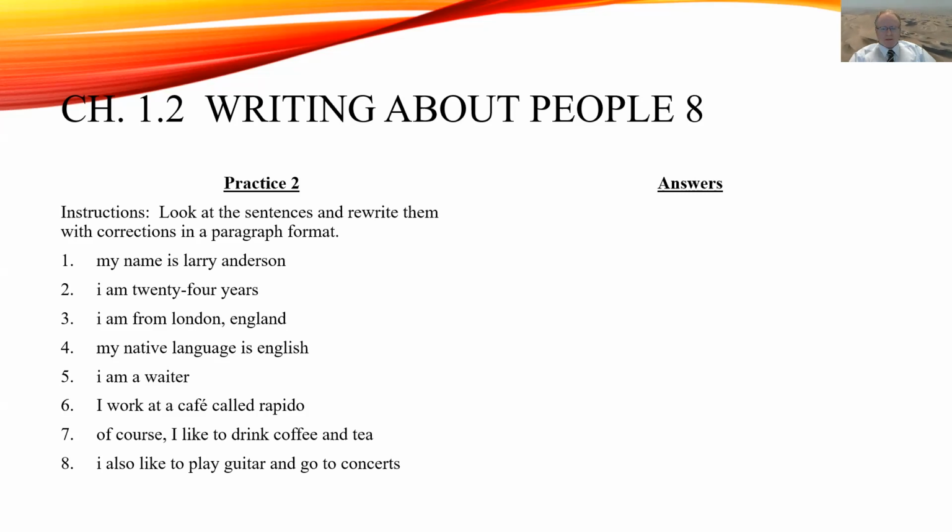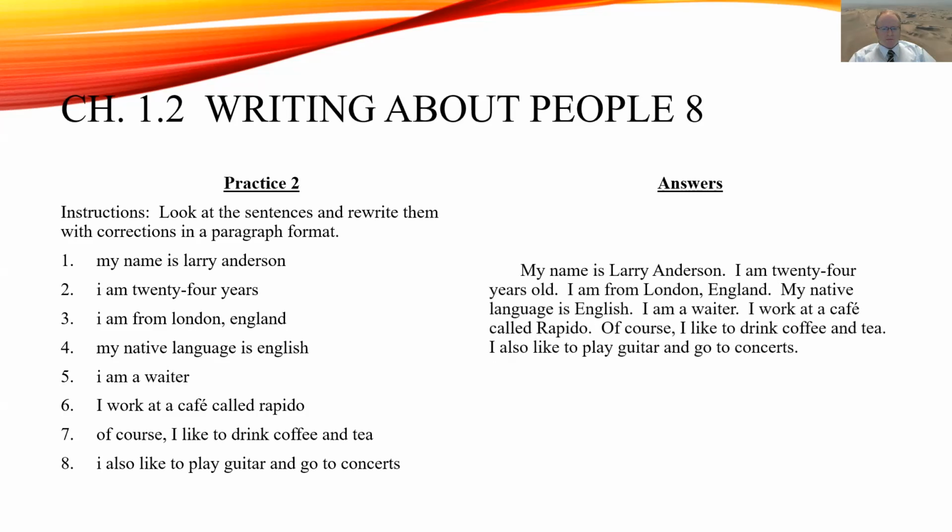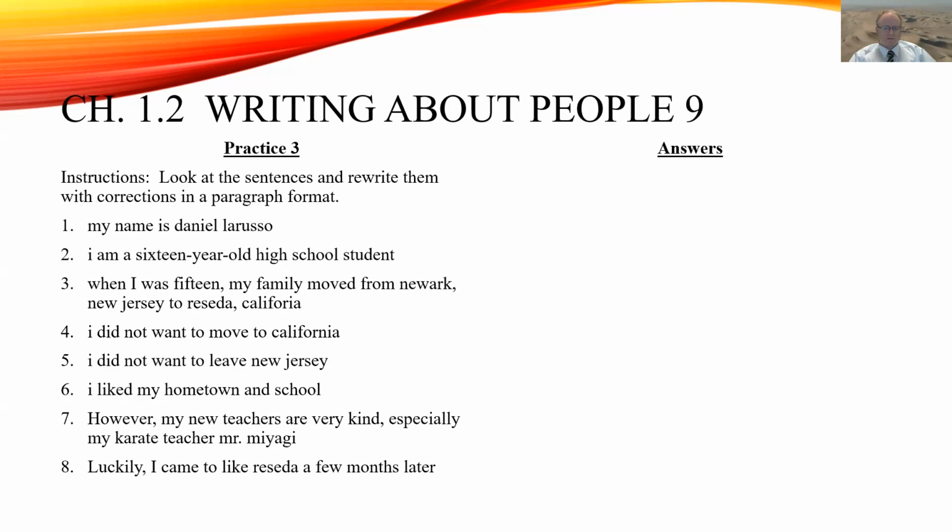Okay, let's take a look at your answers. In a paragraph format, these 8 sentences should look like this. We've indented the first sentence and capitalized the first letter of the first word in each sentence. My name is Larry Anderson. I'm 24 years old. I'm from London, England. My native language is English. I'm a waiter. I work at a cafe called Rapido. Of course, I like to drink coffee and tea. I also like to play guitar and go to concerts.